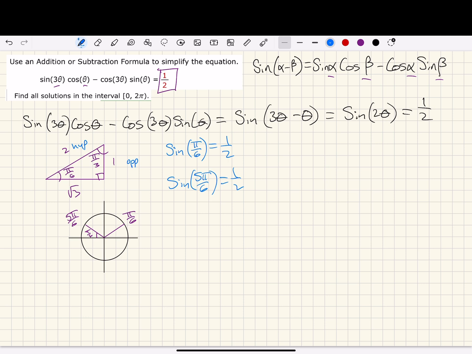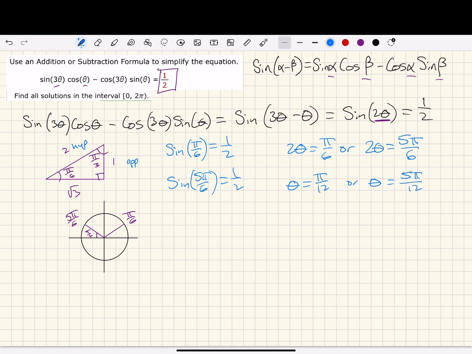Now, what we have to remember is that it isn't the sine of theta that's equal to a half, it's the sine of 2 theta that is equal to a half. So what we'll need to do then is say that 2 theta is equal to pi over 6, or 2 theta is equal to 5 pi over 6. And multiplying both sides by a half in both cases, we would get that theta would be equal to pi over 12, or theta would be equal to 5 pi over 12.